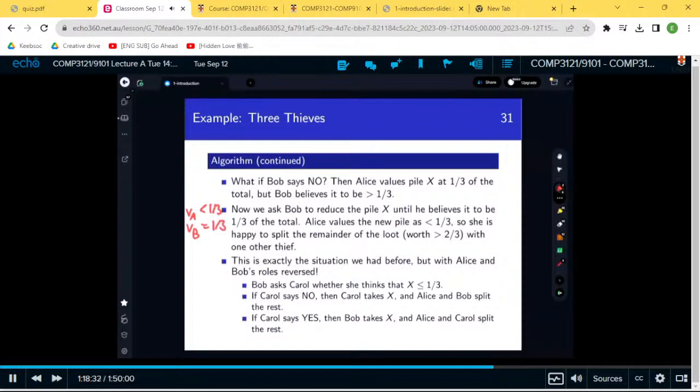So the trick that we needed is that, well, we were in some conundrum, and we had a situation where the trick that we needed is to ask Bob to make the pile smaller. So this is like an insight that we needed for this algorithm to work.